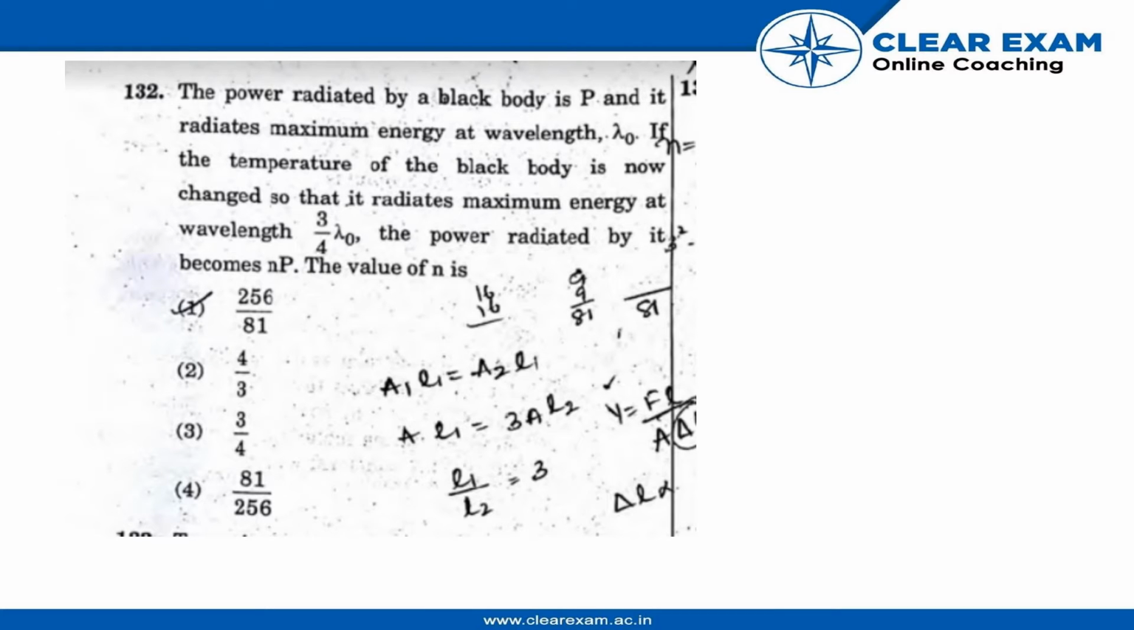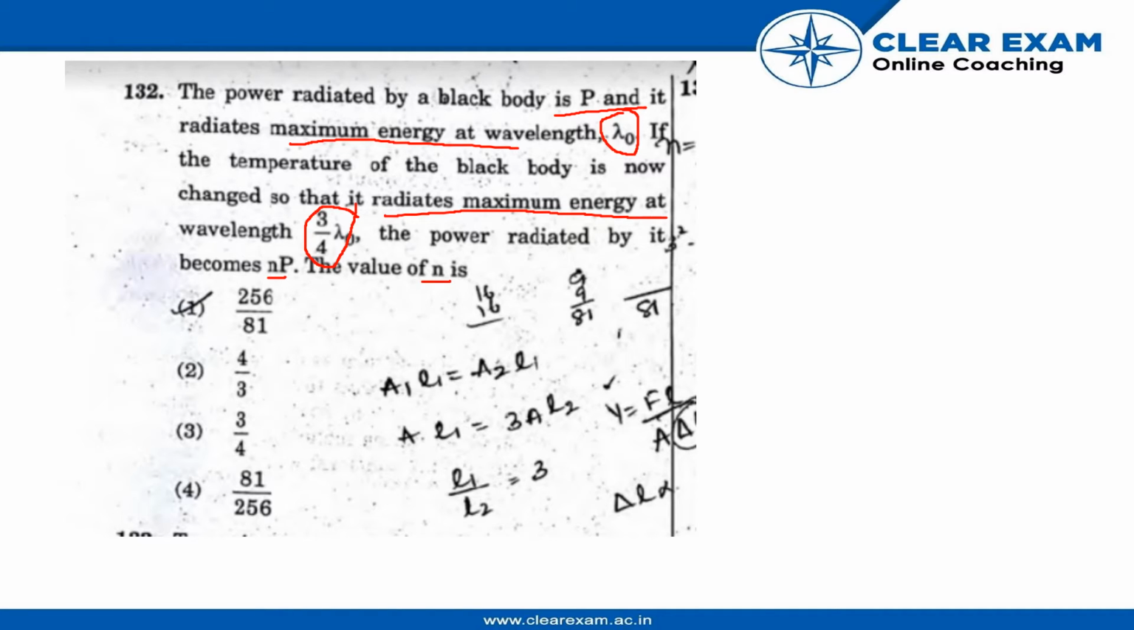Hello students, we'll be discussing this question which states the power radiated by a black body is P and it radiates maximum energy at wavelength lambda naught. If the temperature of the black body is now changed, so it radiates maximum energy at wavelength 3 upon 4 lambda naught, the power radiated by it becomes NP. The value of N is.